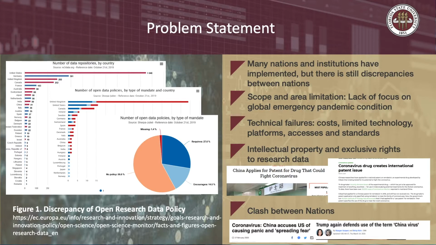So in this proposal, I would like to bring up some current issues and problems happening in open research data sharing. There are a lot of nations and institutions that have implemented open research data sharing, but as you can see in the graph, there are still discrepancies in open research data policy. There is also a lack of focus on global emergency pandemic conditions. There are some technical failures of cost, limited technology platforms, access, and standards. Open research data sharing has problems with intellectual property and exclusive use rights to research data. And the recent issue is that there is a clash between nations.